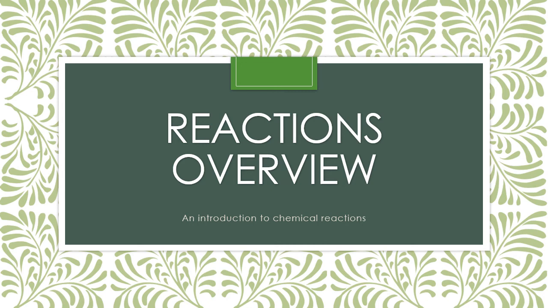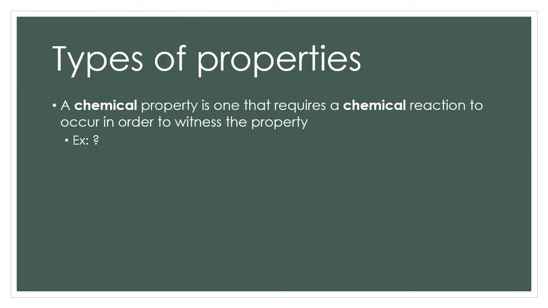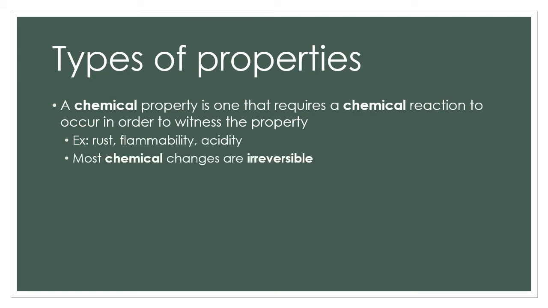Everyone. Today we're going to take a brief look at what chemical reactions are and how we represent them. A chemical property is one that requires a chemical reaction in order to witness the property. So this means that the chemicals involved will fundamentally be changed as a result. So what are some examples of a chemical reaction? Where do you see something that drastically changes when you observe that property?